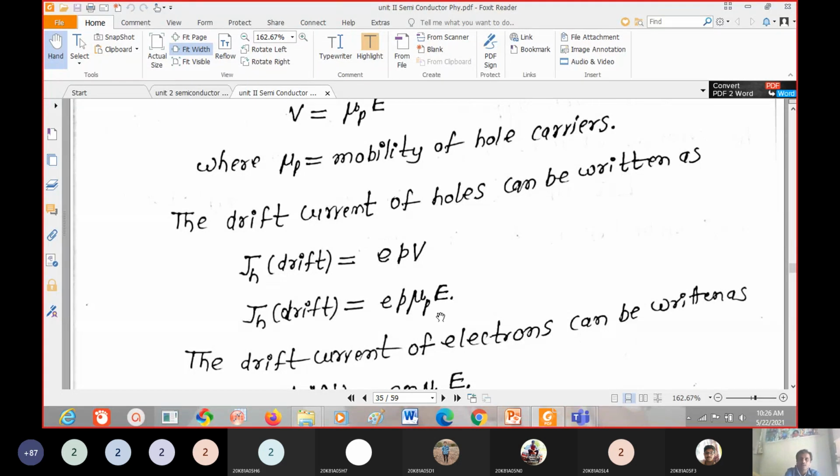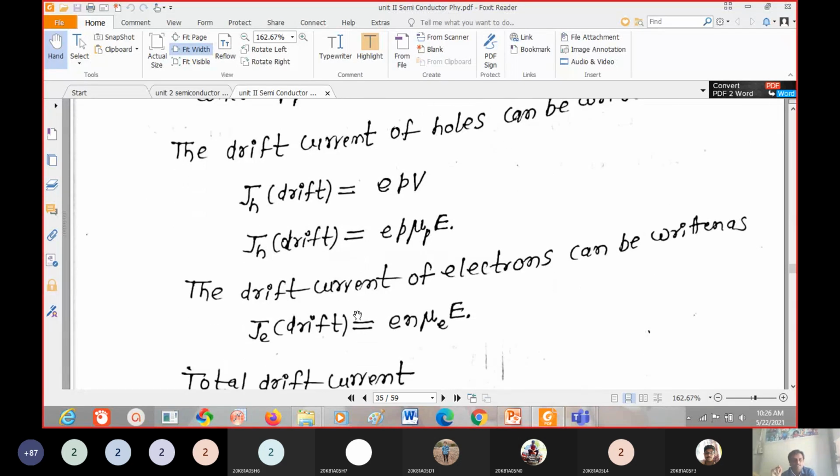Now coming to the electrons, J is equal to n e V. We know that formula; already in the Hall effect we discussed it. Current density J is equal to n, the number or density of electrons, into e, the charge of the electron, into V, the velocity of the electron. If you substitute the relation between electric field and velocity, the drift current density of the electrons is equal to e into n into mu E into E.